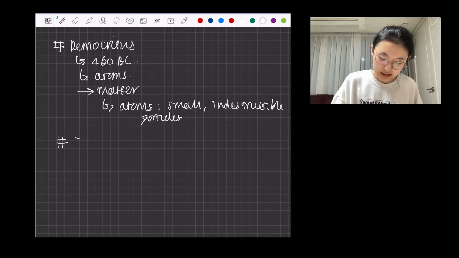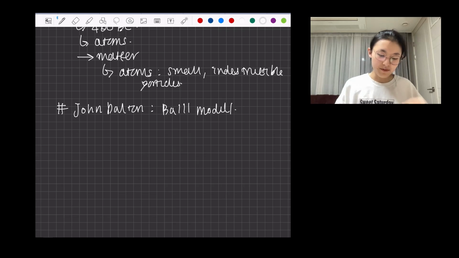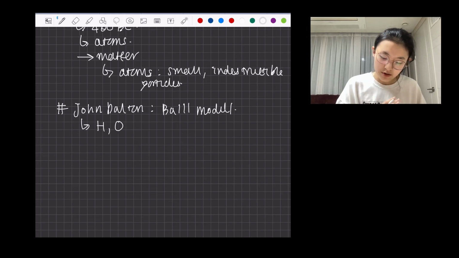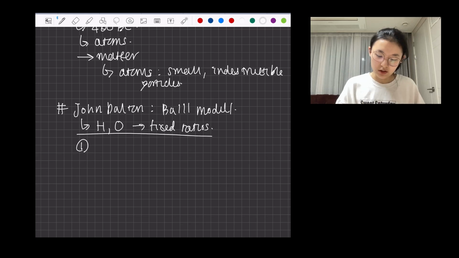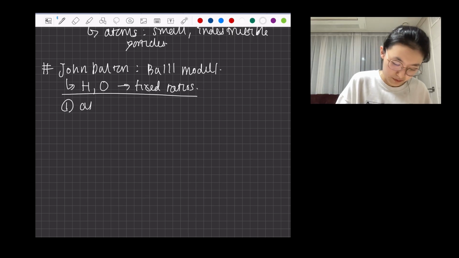Based on this idea, we move next into John Dalton's ball model. This ball model came from the keen observation that the elements hydrogen and oxygen always combined in the same ratio and fixed proportion. From this observation, John Dalton derived a set of basic principles.